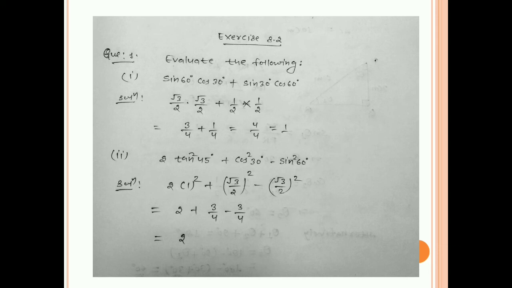If we multiply root 3 by 2 into root 3 by 2, we will get 3 by 4 plus 1 by 2 into 1 by 2 will be 1 by 4. 4 will be LCM and we will get 4 by 4, that is 1. So 1 will be your answer.